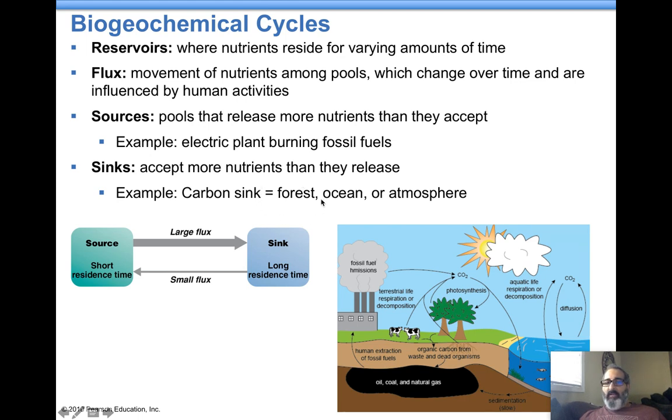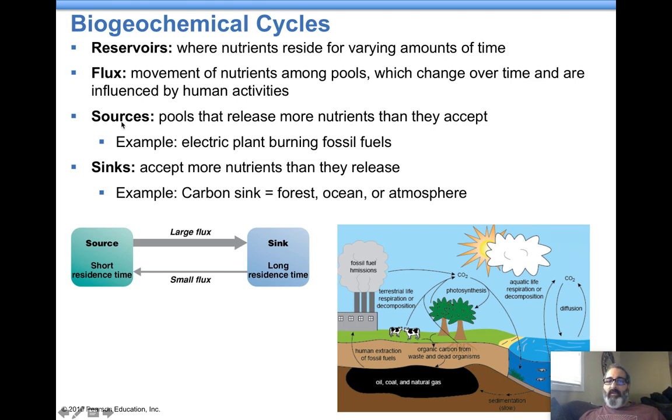Forests, okay? Forests generally accept more nutrients like carbon than they release, but if we set a forest on fire, it is no longer a sink. It is now releasing carbon and not absorbing it. It becomes a source. So a forest is a sink or a reservoir of carbon. If you set this forest on fire, you are now releasing more carbon than it is accepting. It becomes a source. All right.